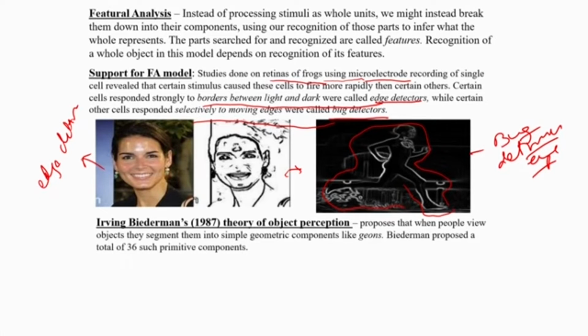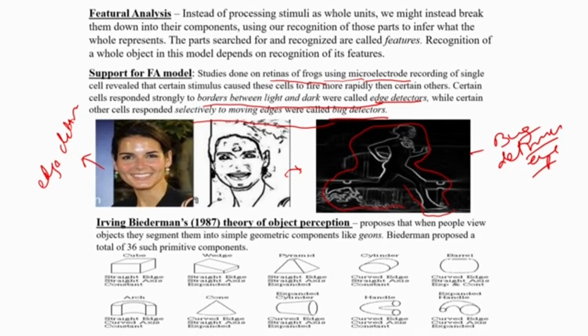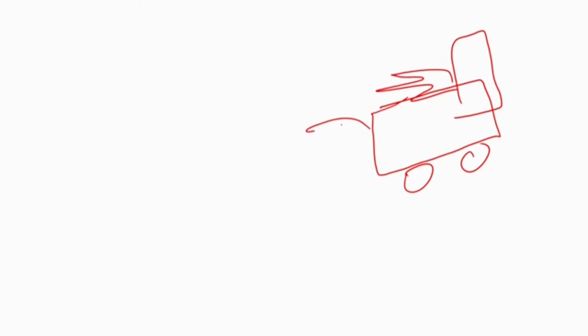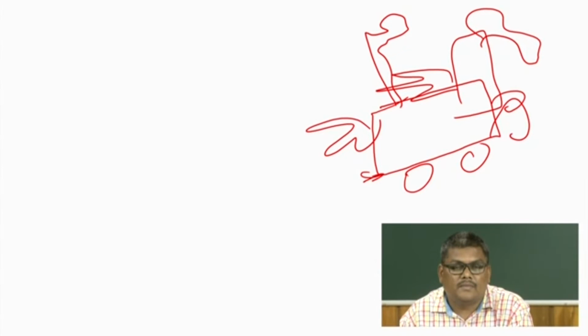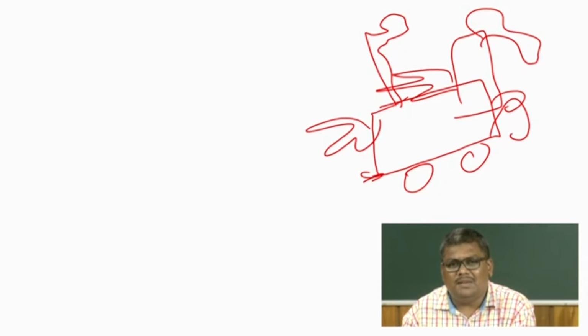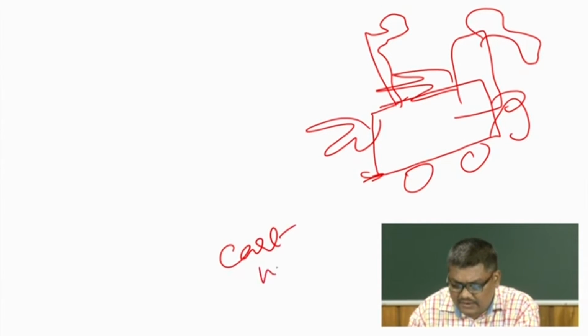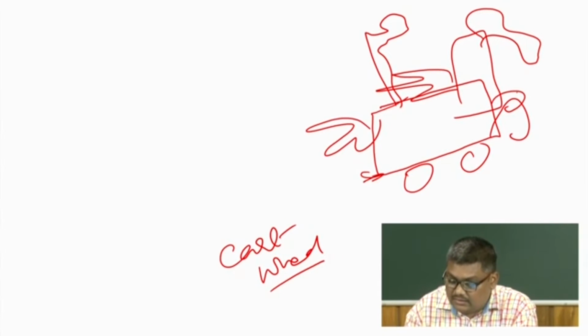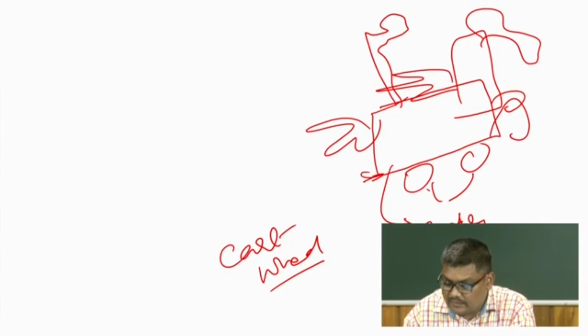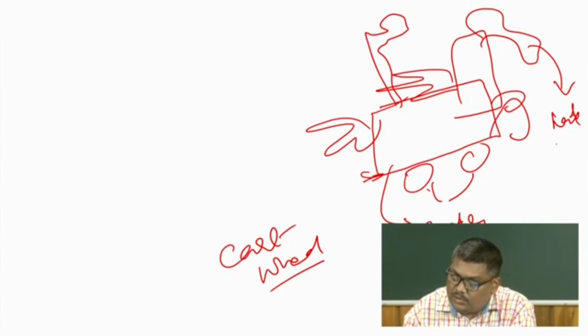Now, one of the basic supports provided to the feature analysis model was by someone called Irving Biederman. Look at the image that I am drawing. What does this image look like? Most of you will be able to tell me it is some kind of a cart with wheels. These are the wheels, this is the body of the cart, and this is a handle for pushing it, and so on and so forth.